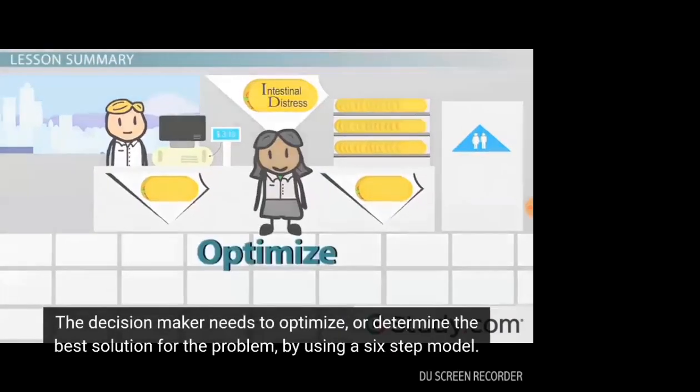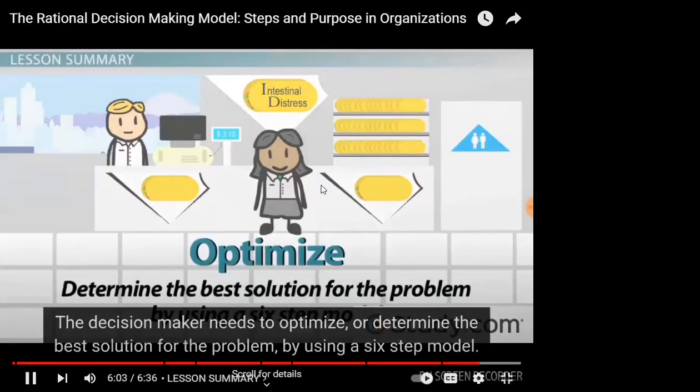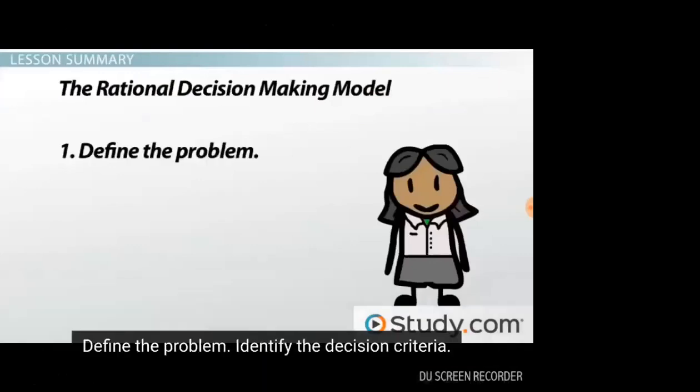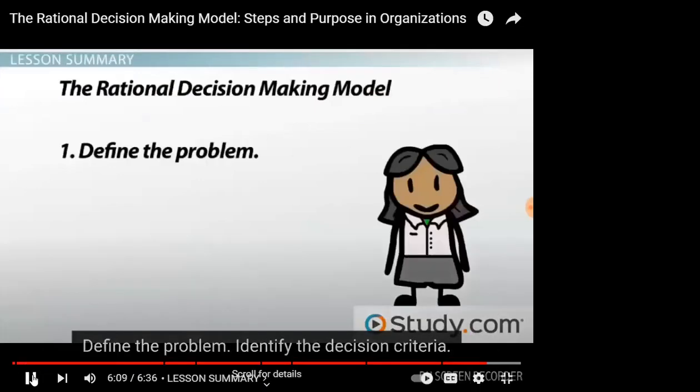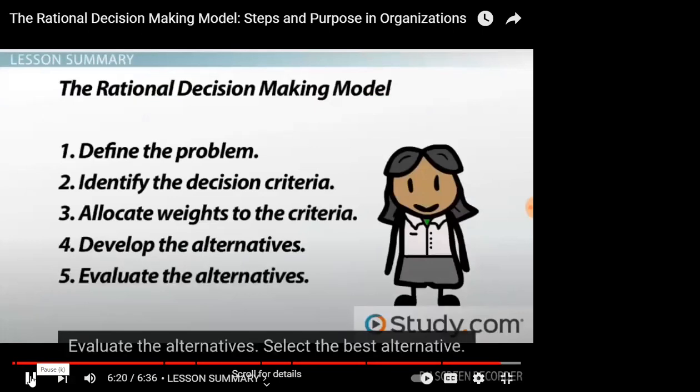The decision maker needs to optimize or determine the best solution for the problem by using a 6-step model. The steps are: number 1, define the problem; number 2, identify the decision criteria; number 3, allocate weights to the criteria; number 4, develop the alternative; number 5, evaluate the alternative; number 6, select the best alternative.